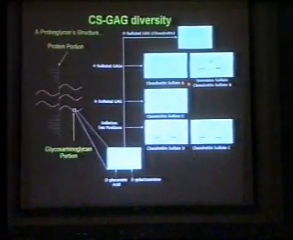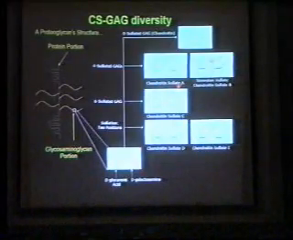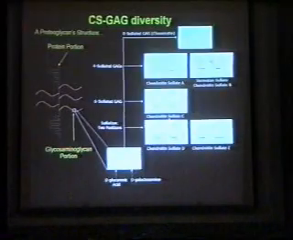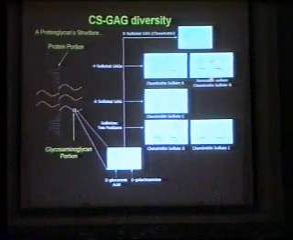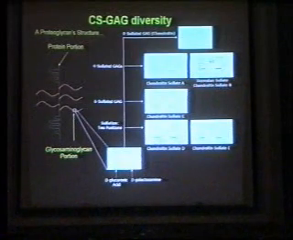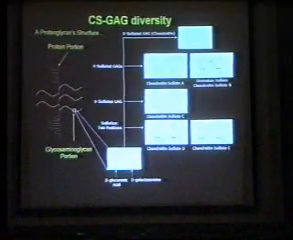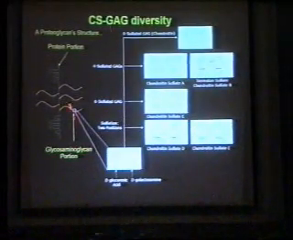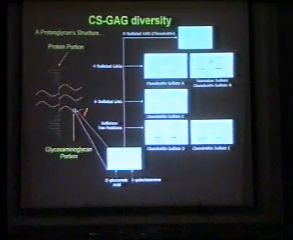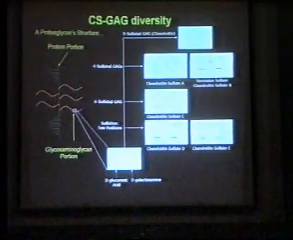Some of these have other names. Instead of calling them by position, you can call this chondroitin sulfate A, this is C, this is D, this is E, this is B. This is dermatan sulfate, by the way. So this is chondroitin sulfate B, which is 4-sulfated sugar. So the nomenclature also is a little bit messy, but this is the diversity of sugars that are known already from chondroitin sulfates, from cartilage and other places.